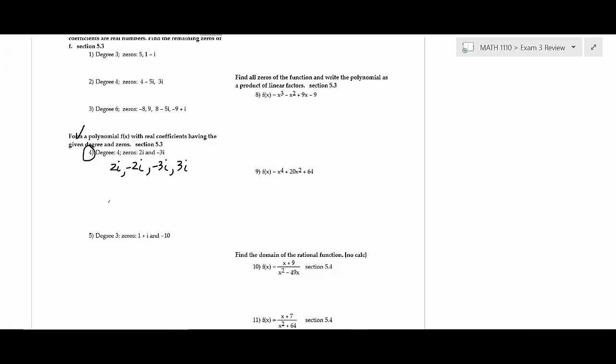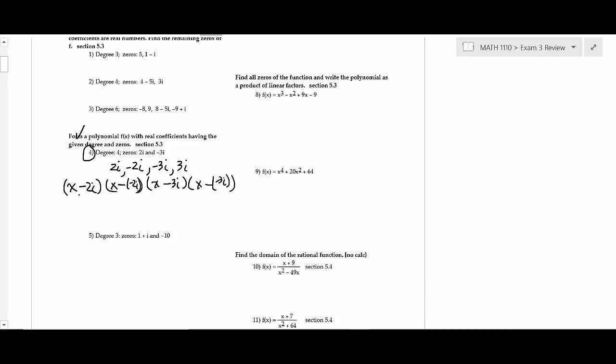Now what we're going to do is formulate a polynomial. So we just say x minus 2i. Remember, when you're formulating your factors, it's always x minus whatever the zero is. That's real important when you do that. So I'm going to write this as x minus 2i, x minus negative 2i. Same thing here, x minus 3i, x minus negative 3i. You can skip that step because the minus is going to go to a plus anyway, right?